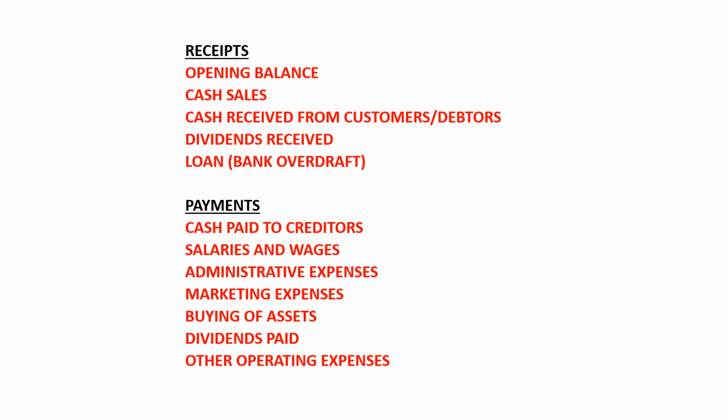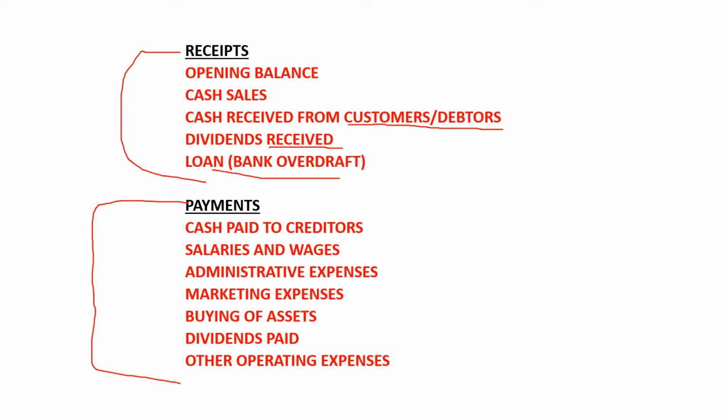Identify these items under receipts and under payments. Number 1, opening balance, cash sales if there are any, cash receipts from customers according to collection policy. You will be given a collection policy. Dividends received, loans or bank overdraft. The second part, cash paid to creditors, salaries and wages, administrative expenses, buying of assets, dividends paid, and other expenses.